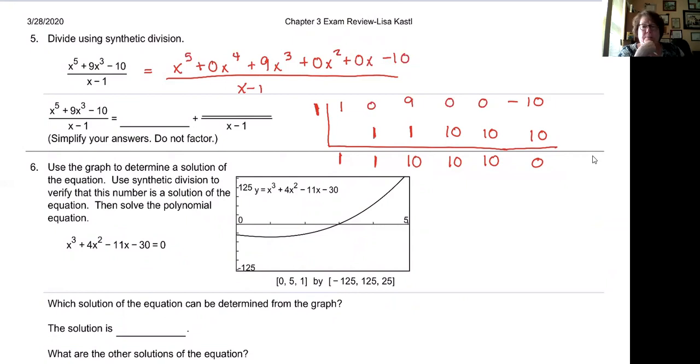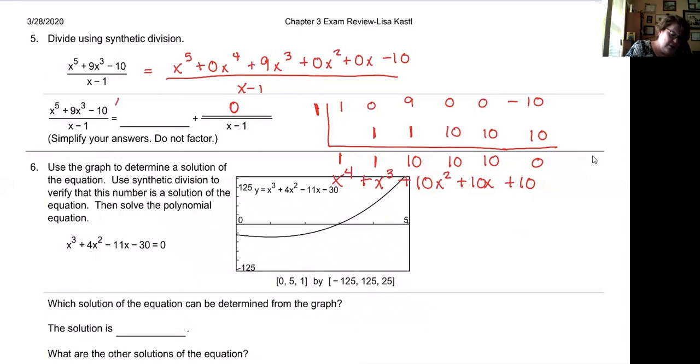All right, I've divided a fifth degree polynomial function by a first degree polynomial function. So I'm going to get a quotient that's a fourth degree polynomial function. And each of these numbers in the third row of my synthetic division is the coefficients on this fourth degree polynomial function. So the first number is the coefficient on the x to the fourth. The second number is the coefficient on the x to the third. The third is the x squared. The fourth is the x. The last is the constant. And my remainder is 0.